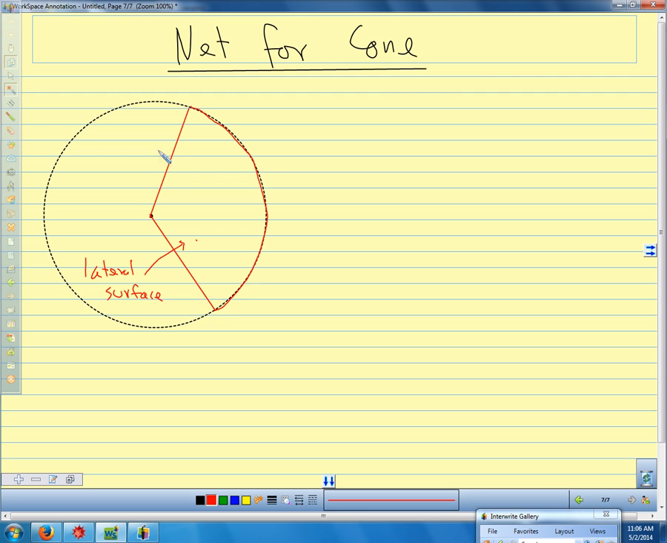But my cone, my base is a circle. So I bring those two edges together, and that makes my cone. So the lateral surface is a piece of a circle. And then the base would be a circle that's attached here.